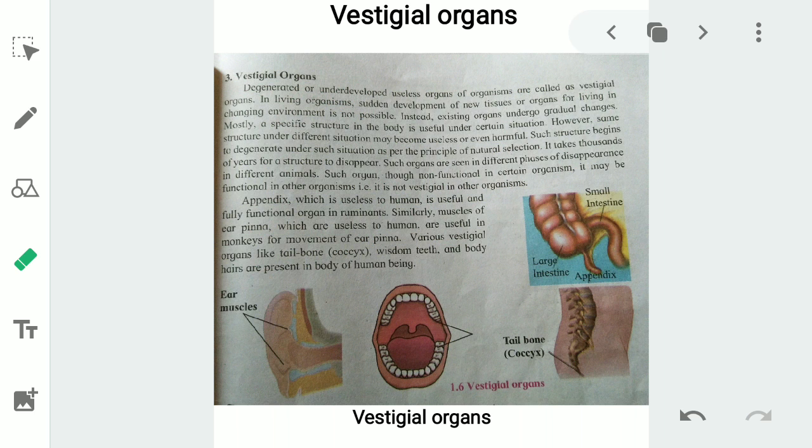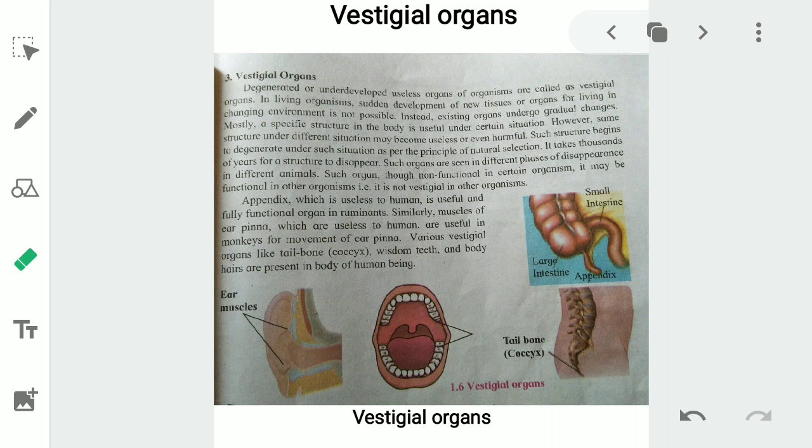The next evidence we are going to study is vestigial organs. As the name suggests, these organs are waste in our body. There is no function in our body, so they are called vestigial organs. Now what is the definition of a vestigial organ? Degenerated or underdeveloped useless organs, meaning non-functional, are called vestigial organs.